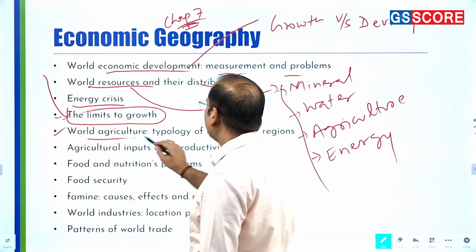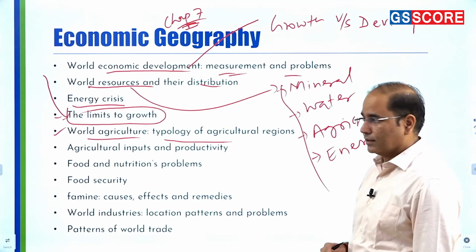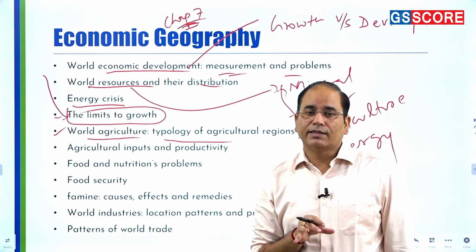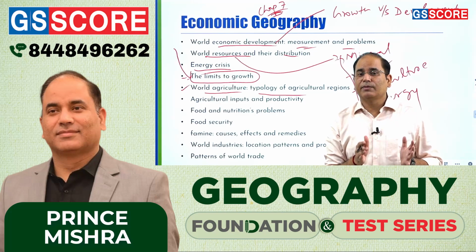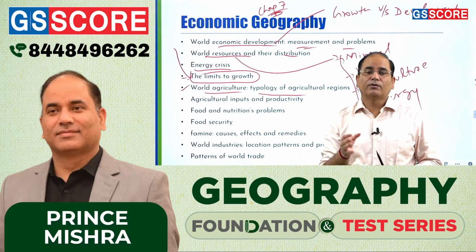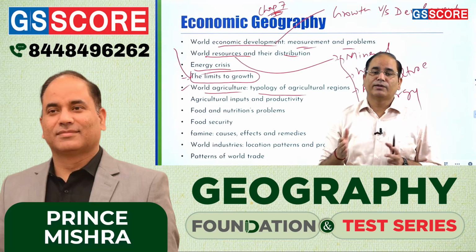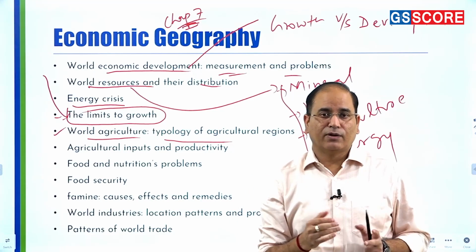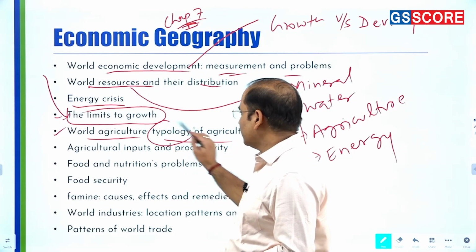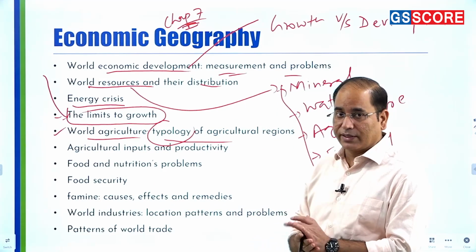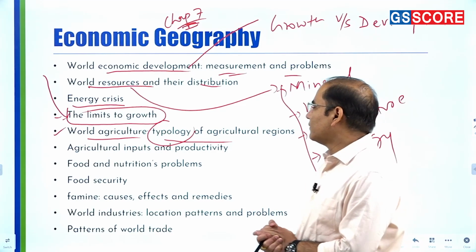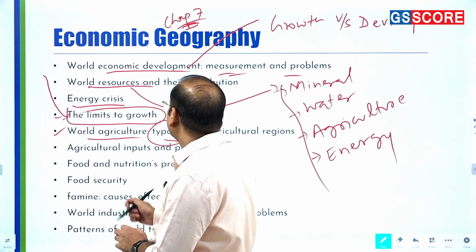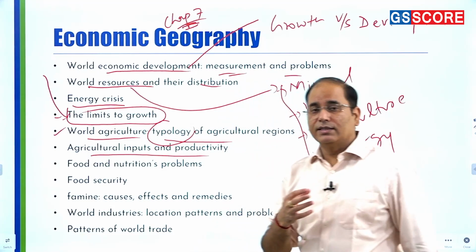Then the next topic is the world agricultural typology of agricultural regions. It is associated with agriculture, what are the different areas where agriculture is being done and the different crops that are being produced. Depending upon those different crops, the world can be divided into different cropping regions, like some areas are rice dominated, wheat dominated, plantation dominated. So, the world agricultural typology, the different types of agriculture that are prevalent. Then agricultural inputs and productivity, this is a very important aspect.